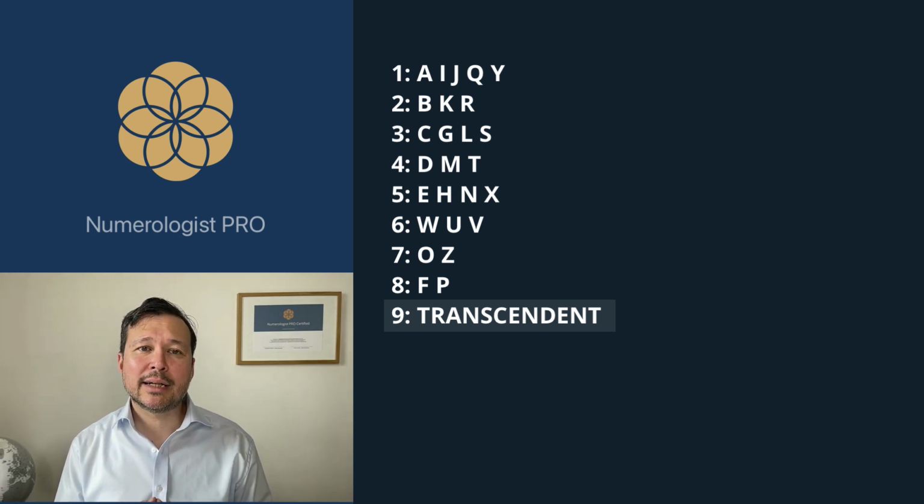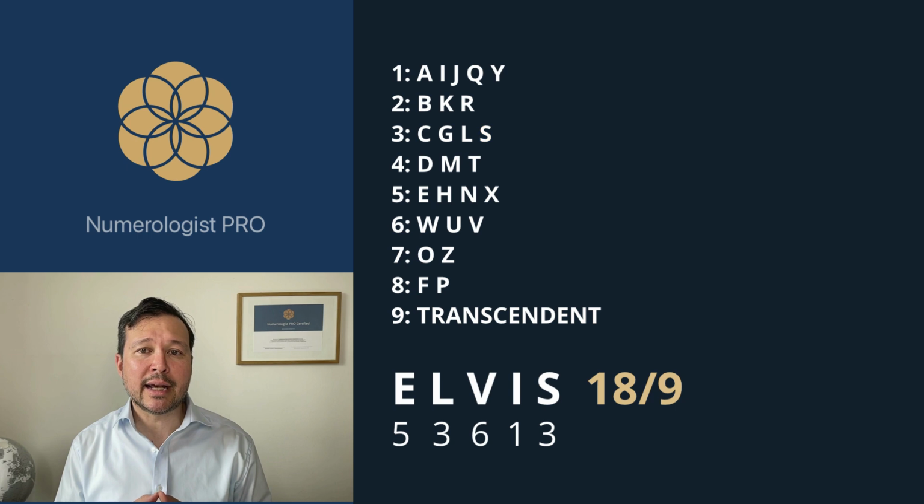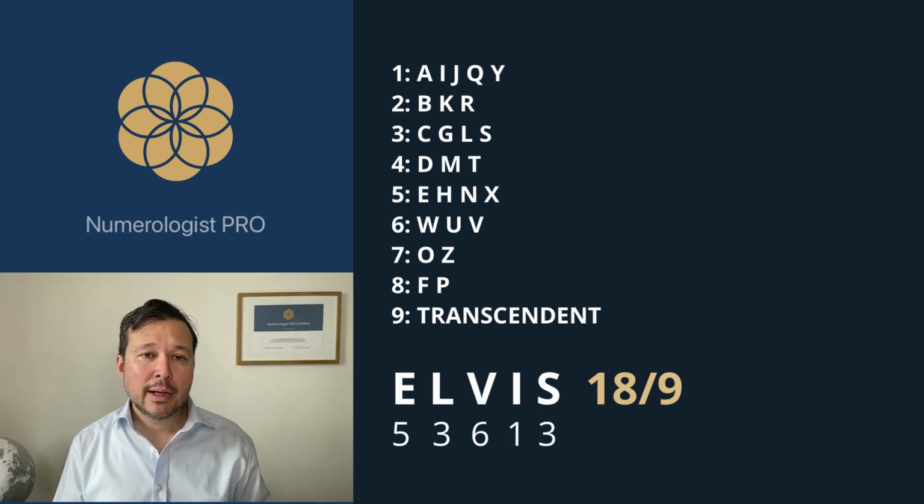For example, let us take a look at the name Elvis. We have E equals 5, L equals 3, V equals 6, I equals 1 and S equals 3. All in all, it adds up to 18 in numerology, written as 18/9. Anyone with the name Elvis has the vibration of 18/9 with them and will be influenced by this vibration.